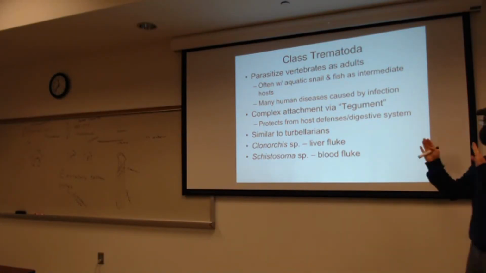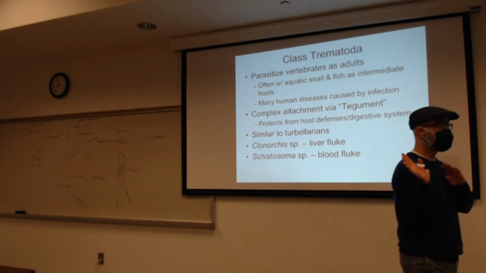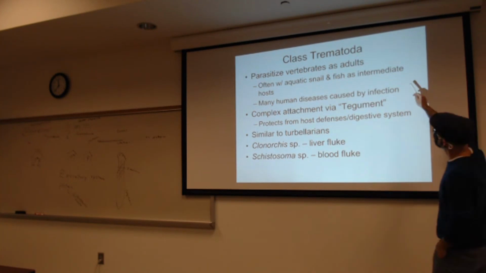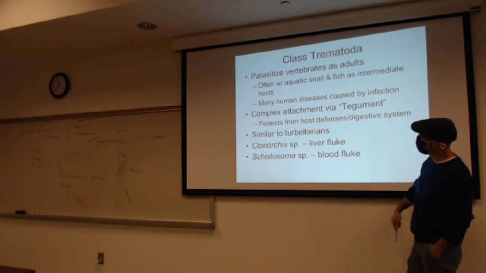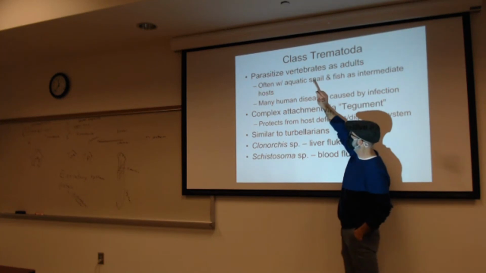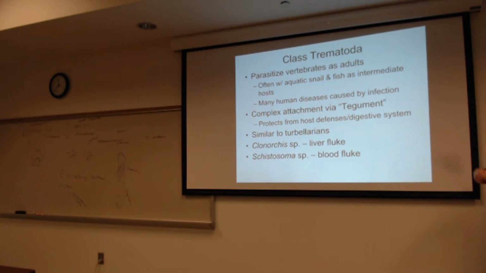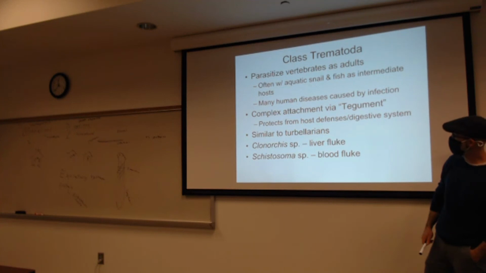So, turbellarians, free living. Trematodes, parasites. Some really important parasites here. Some of these cause a lot of issues with human health. They parasitize largely vertebrates. Many of them have intermediate hosts. They may be at some point in their life cycle in a snail, then in a fish, then maybe into a human. All different kinds of birds and mammals contain these trematodes.